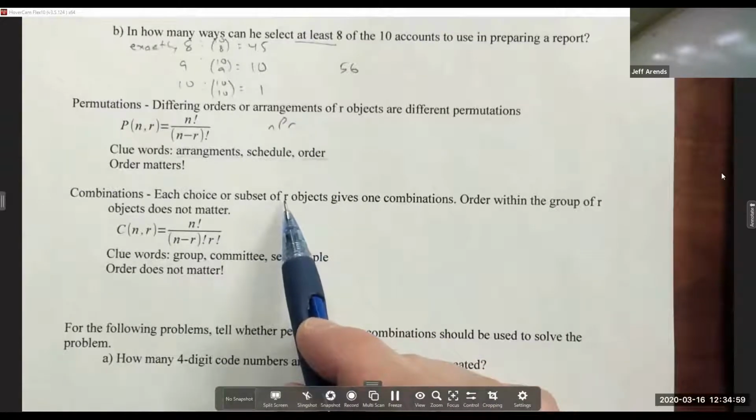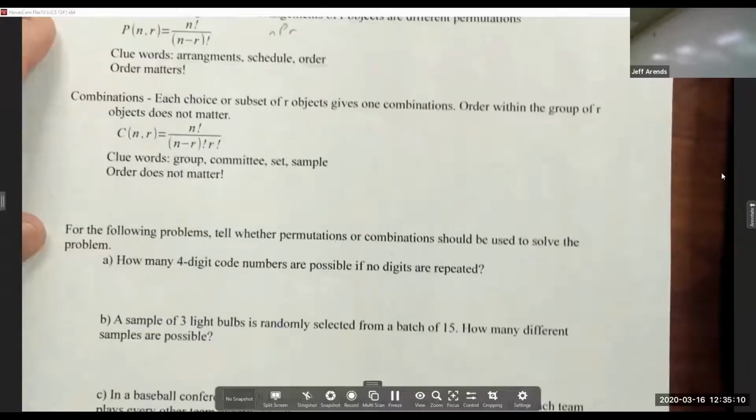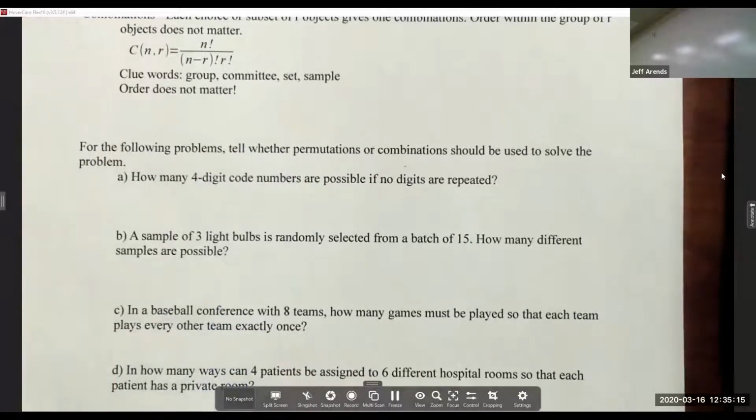So for both of these, you're starting with a large group and picking some small amount out of them. The difference is whether or not you care about the order. So let's address these ones. For the following problems, tell whether permutations or combinations should be used to solve the problem.